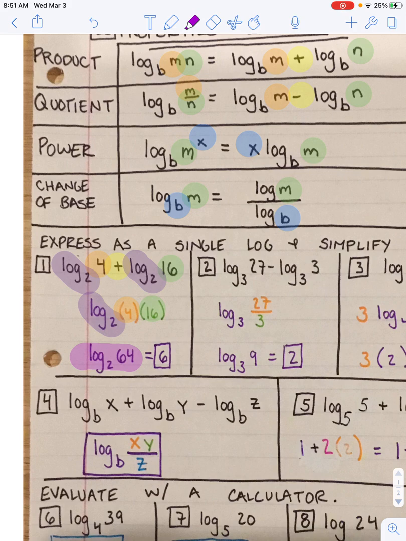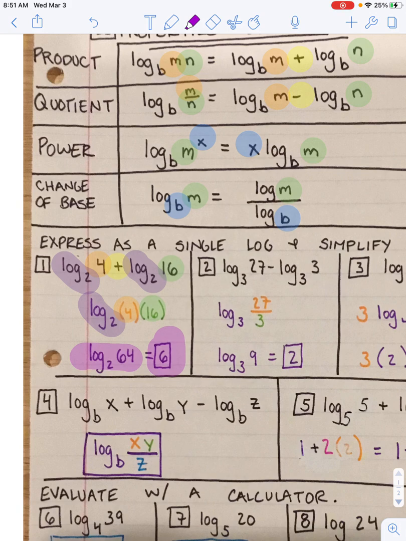Now we have to figure out how many times do I have to multiply 2 by itself to get 64. So 2 times 2 is 4, times 2 is 8, times 2 is 16, times 2 is 32, times 2 is 64. Did I miss something in there? Okay, so it's 6. So 2 to the 6th power gives us 64.